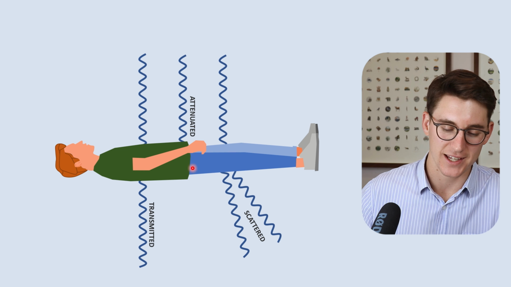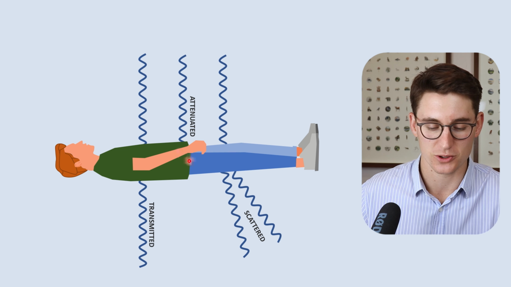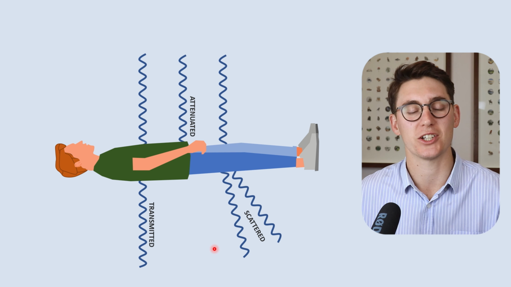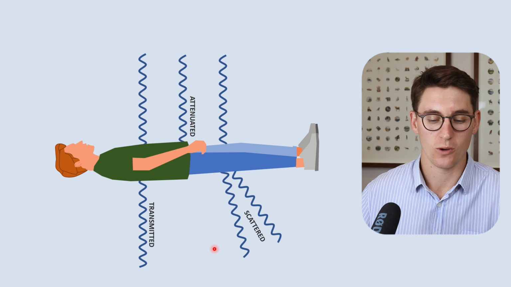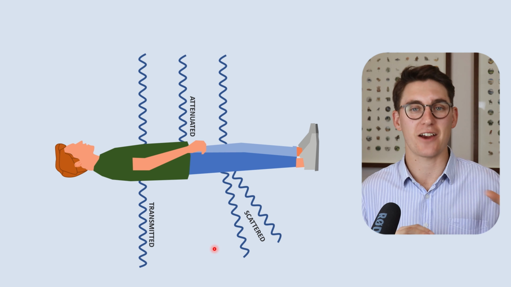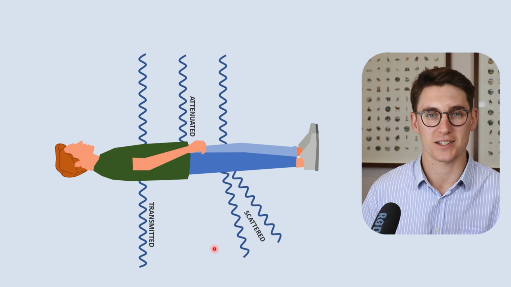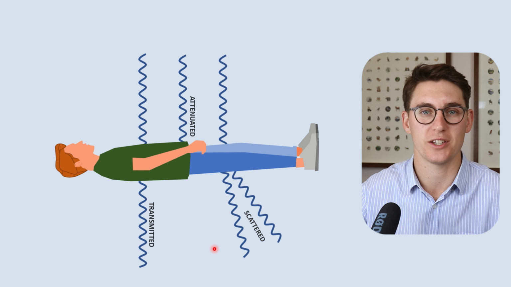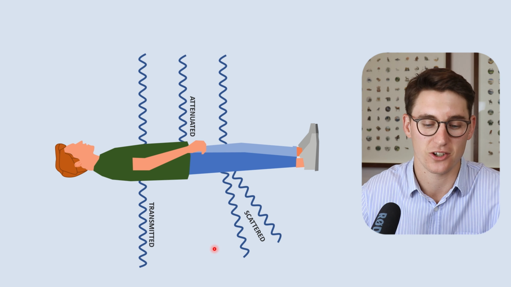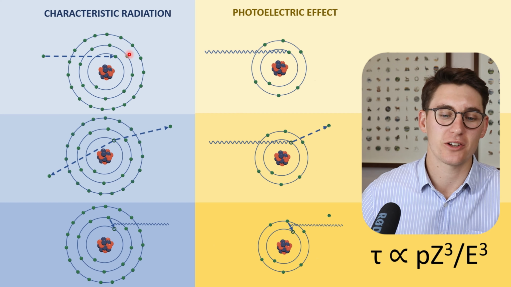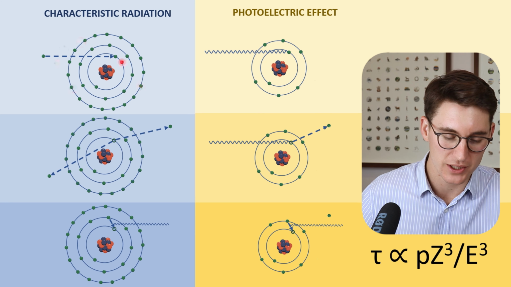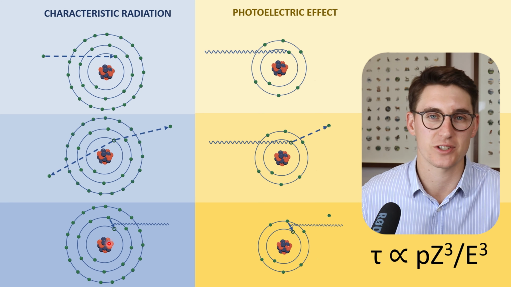Now, why doesn't that characteristic X-ray that is produced in the photoelectric effect head out of this patient and hit our detector? Well, in order to understand this, we can look at characteristic radiation production at the anode as well as the photoelectric effect and see the subtle differences between the two that will show us why this doesn't occur. So let's start by looking at characteristic radiation. We can split characteristic radiation into three different steps.